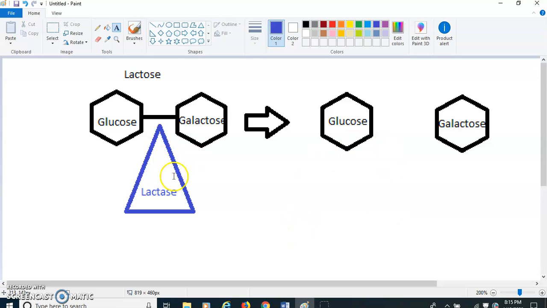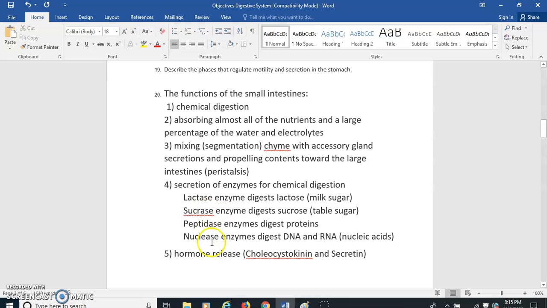I just used that one as an example, but that's how it's going to go for all of these: DNA, RNA, proteins. All of these are too large to be absorbed, so we have to have enzymes that break them down into smaller molecules so they can get across and be absorbed and we can use them.